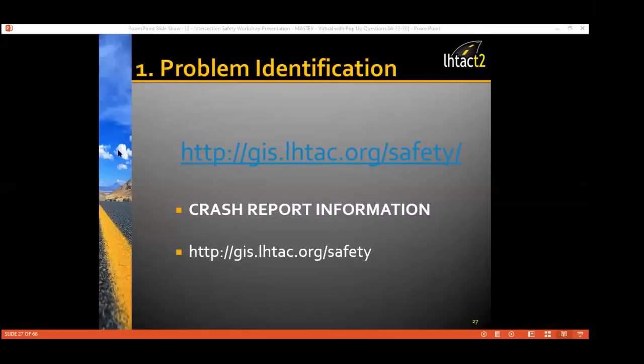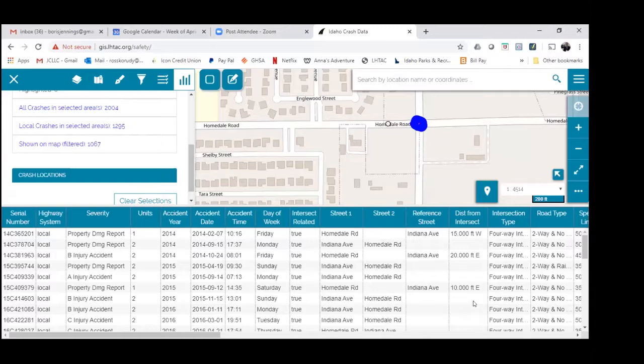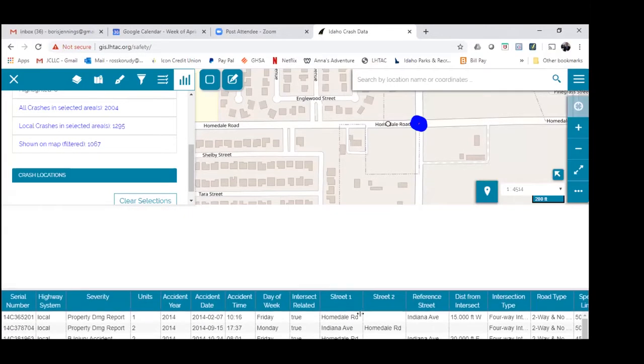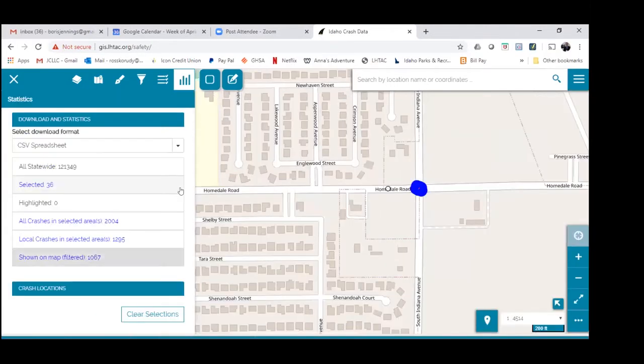Brent, we had a question. Could you go back to your website and show us how to select if it's not a rectangle? Okay. Yeah, let me see if I can get back to that. Just a second. Okay, so the question is how can you select if it's not a rectangle?